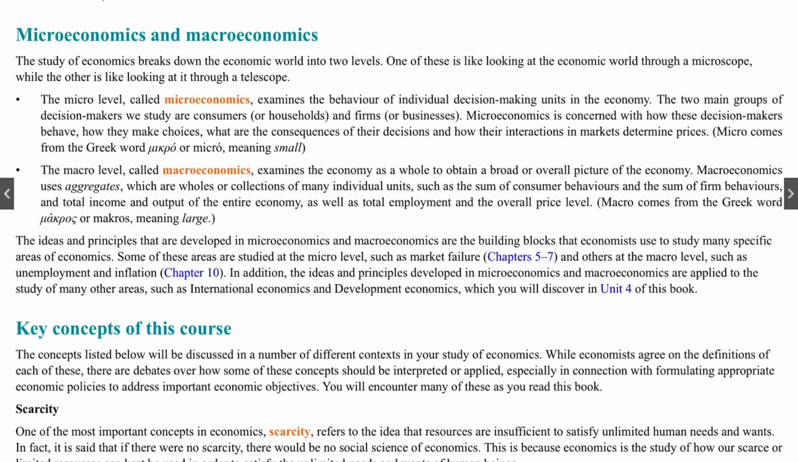When we talk about macroeconomics, we use aggregates, which are wholes or collections of many individual units. When we talk in micro, you'll see later on that we talk about quantity demanded, whereas in macro we talk about aggregate demand, because we're talking about the demand for all the goods in the economy. We're not zooming in, we're looking at everything as a whole. Within macroeconomics, the IB doesn't do this, but usually the global economy falls within this. We usually have government policy within this field, etc.